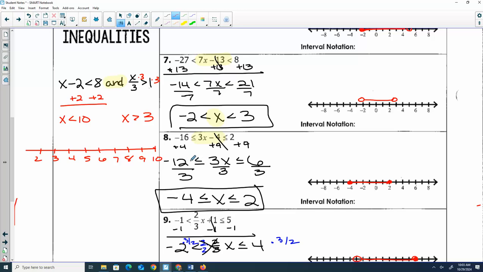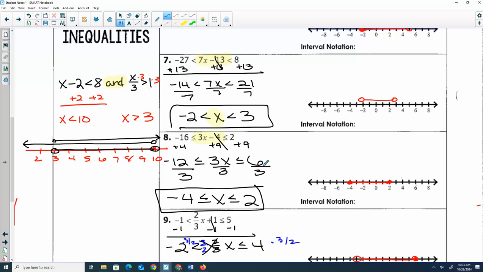Okay. An and says I have to find the overlap. So everybody pay close attention here. Less than 10 would be an open circle at 10 going to the left. Greater than 3 is an open circle at 3 going to the right. Where do they both get shaded? My overlap is between 3 and 10. So my actual answer is everything between 3 and 10.